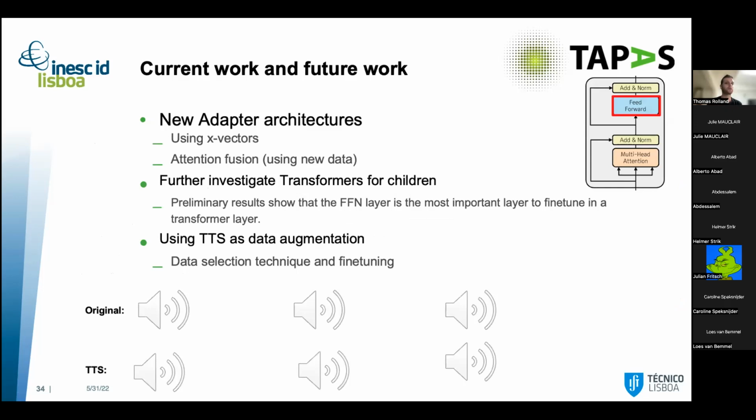And in terms of current work, we want to investigate new adapter architectures. We want to use x-vectors, speaker embeddings also, maybe to do better adaptation. We also want to do attention fusion. So the idea is to train different adapters for different ages, and then use attention to fuse them. But for that, we need new data because My Science Tutor's age range is kind of small. And we also want to investigate a bit more about transformer layers. We already did a preliminary experiment, and we saw that if we fine-tune only the feed-forward layers, it already gives the best adaptation score.